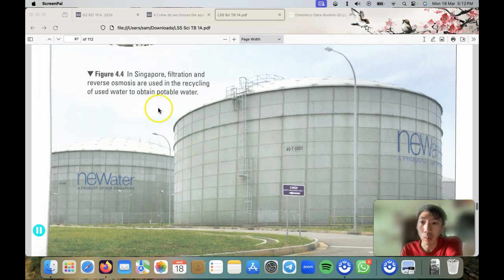In Singapore, we also do filtration and reverse osmosis. Okay, we'll learn about filtration. We won't really talk too much about reverse osmosis, but basically filtration is quite a simple concept. Like when you do cooking, you have that sieve, right? You pour your water through the sieve, and then the big molecules are not able to go through the sieve. Okay, the reverse osmosis is a bit more complicated. We'll talk about it when it comes.